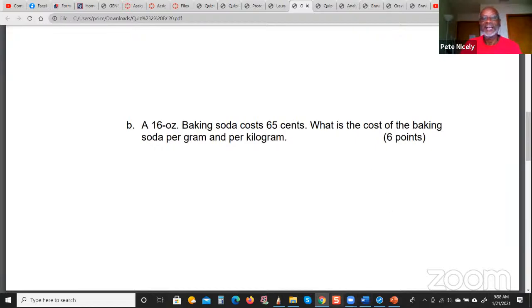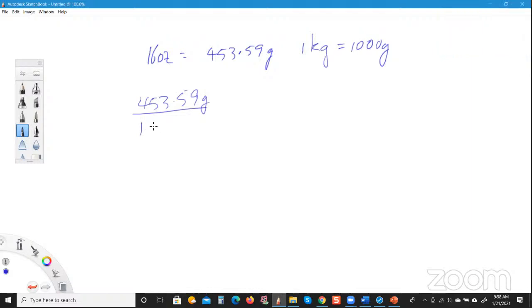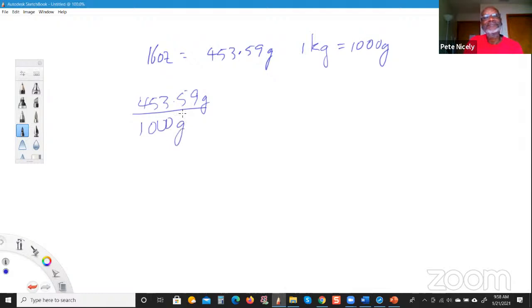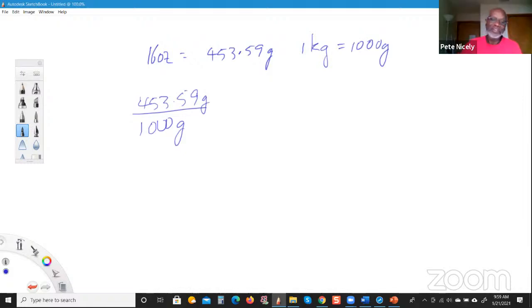Okay, and what's that going to give you? Let me see here. 453.59 grams by 1,000. By 1,000 what? Grams. Okay, now what is it supposed to achieve? Now how many kilograms? Okay, so if you're going to do that, then you have to make sure that the units are set up correctly. So the way I would do that is that I would multiply this here.